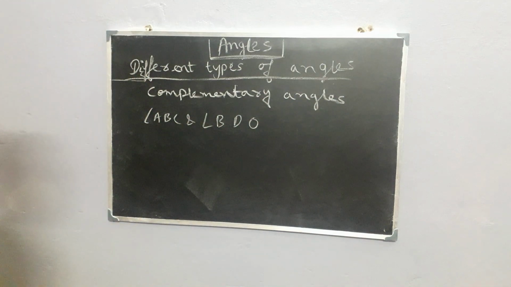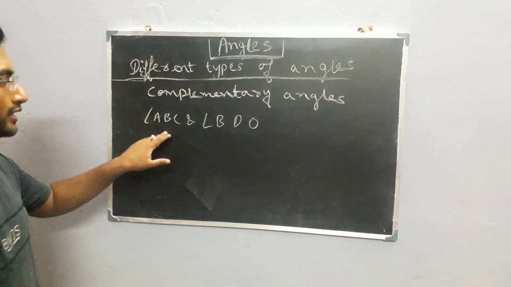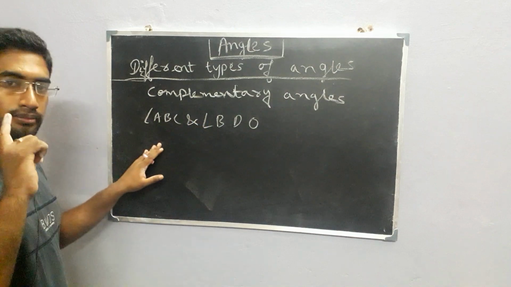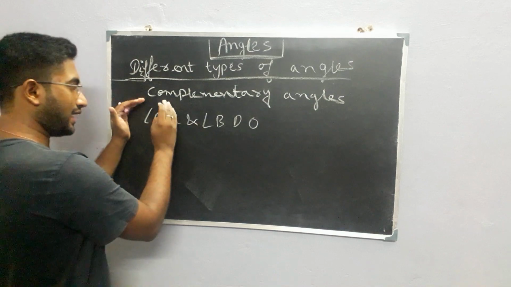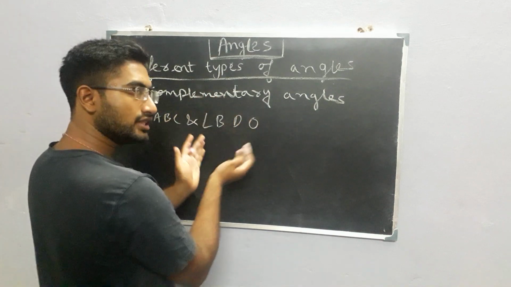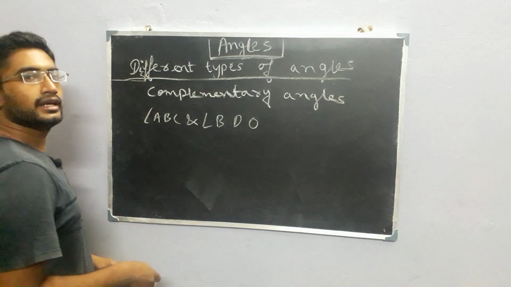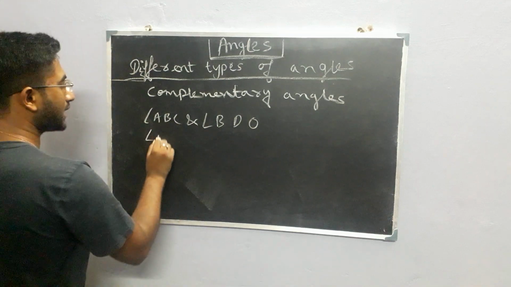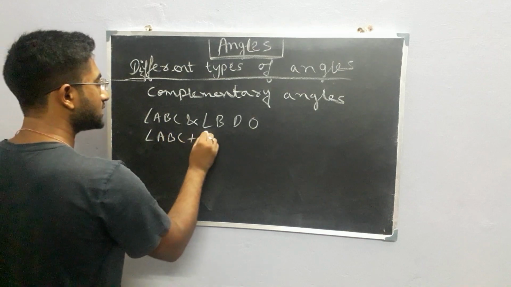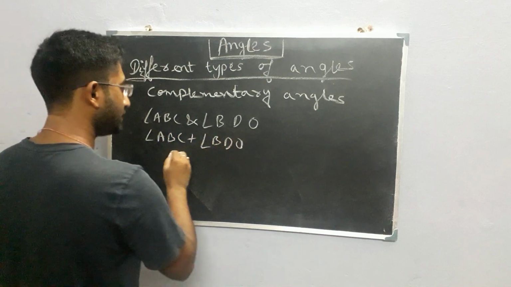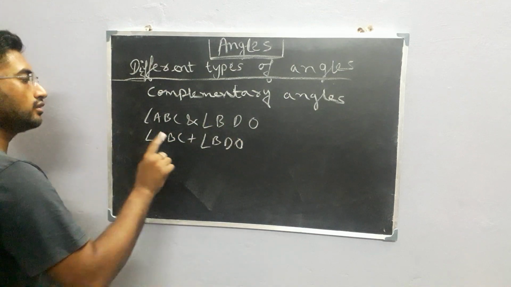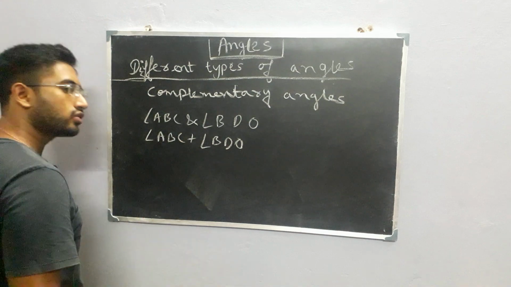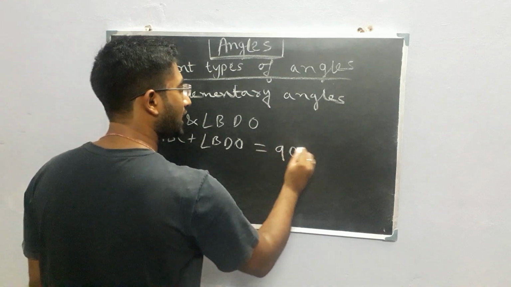Now what do I understand by this statement? This angle and this angle are complement to each other. By hearing this statement, the basic thing that would strike my mind is that when I add the value of this angle and the value of this angle, their sum will give me 90 degrees. So angle ABC plus angle BDO. I don't know the individual values, but what do I know? That when I add both of them together, this will definitely give me 90 degrees.